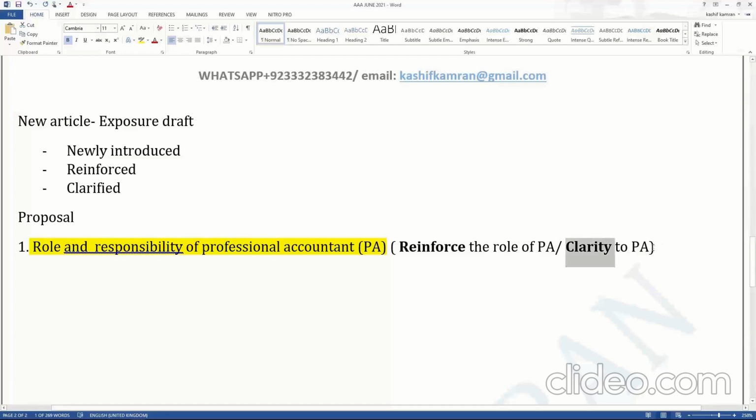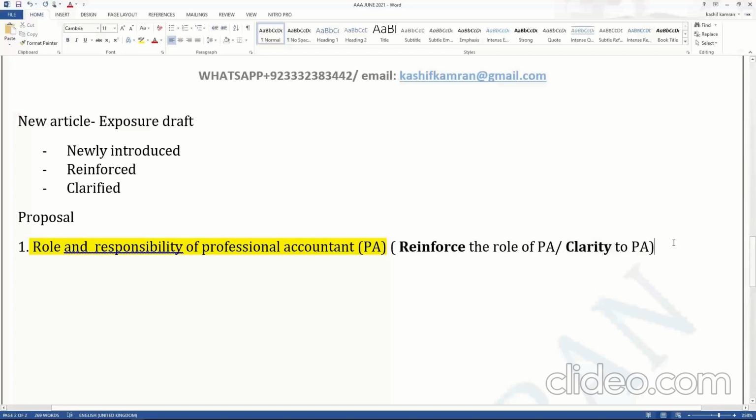Right? So with the growing need of professional accountants, with a growing role of the professional accountant, it was very, very important for IESBA to come with the reinforcement and clarity on the role of the PA, and that the PA should work in the public interest, because there is a growing demand and lots of stakeholders are relying on the work of the PA. So there was a growing pressure on the PA as well, that the PA should work in the public interest and adhere to the laws and regulations.